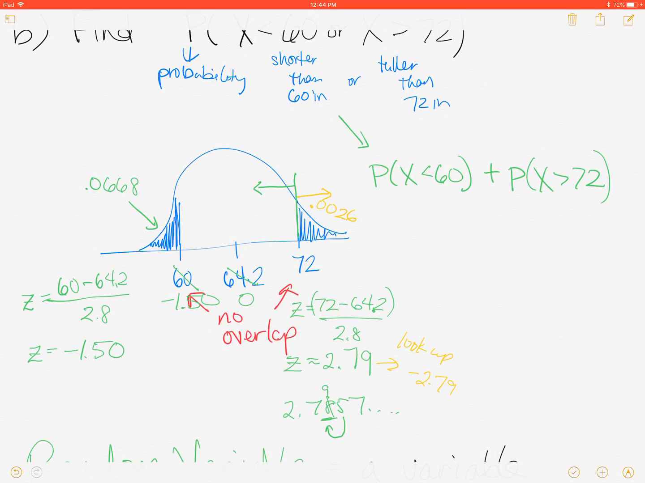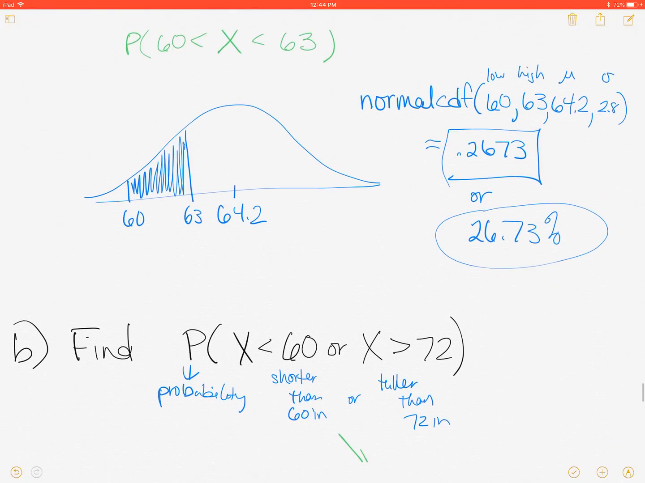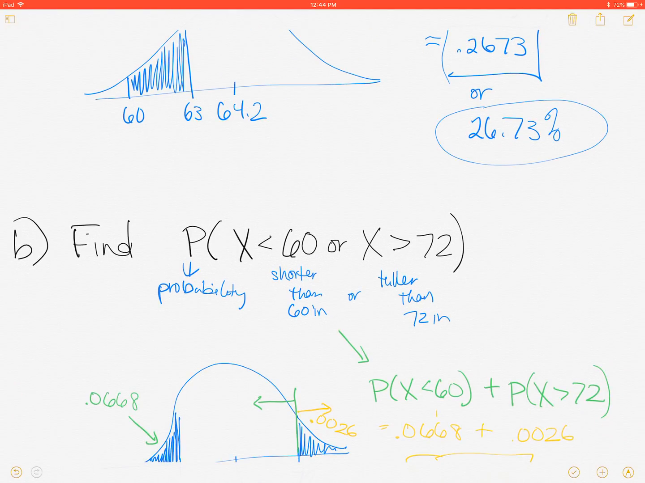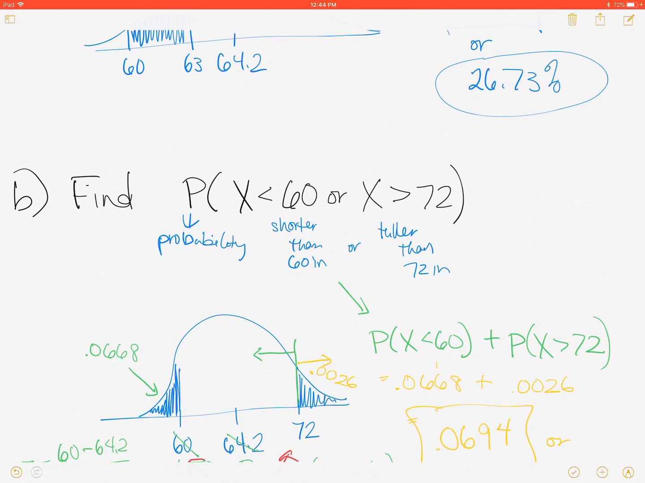So our probability for the 60 is 0.0668. Our probability for the 72 is 0.0026. We add those together and we get 0.0694. So the probability our person is either shorter than 5 feet or taller than 6 feet, or shorter than 60 inches or taller than 72 inches, is about 7%, 0.0694. So, in essence, these are the same kind of problems we've seen before. We just changed the context to, I'm picking one person at random, what's the probability that they are this thing, as opposed to what percent of people are this thing.